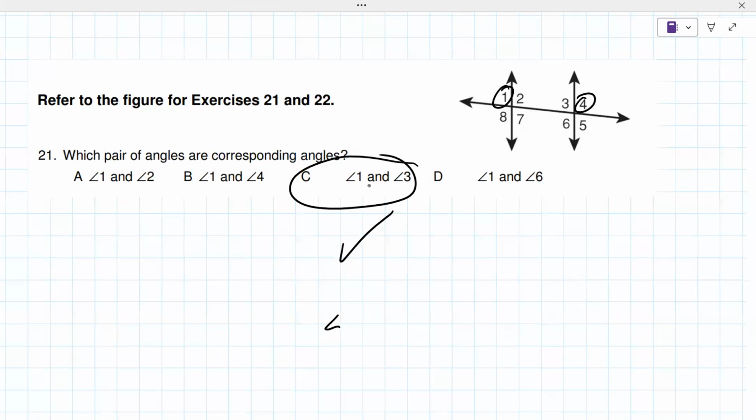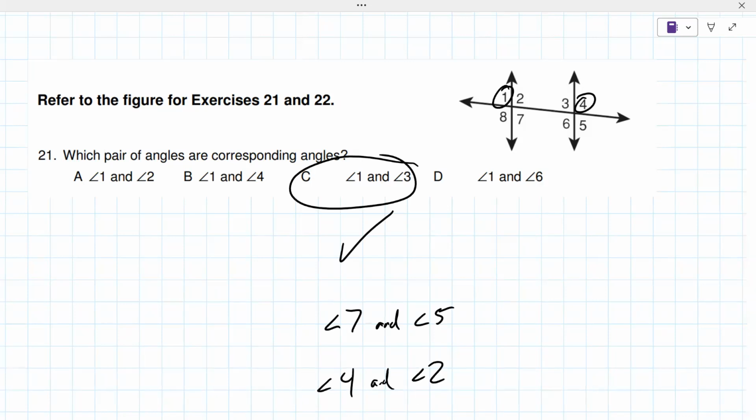Okay, how about this? Tell me the angle that's corresponding to 7. So 7. Would it be 6? Oh, those are on the same side interior. So angle 7 and angle 5. Okay. How about angle 4? What angle is corresponding to angle 4? Angle 2? Angle 2. Good.